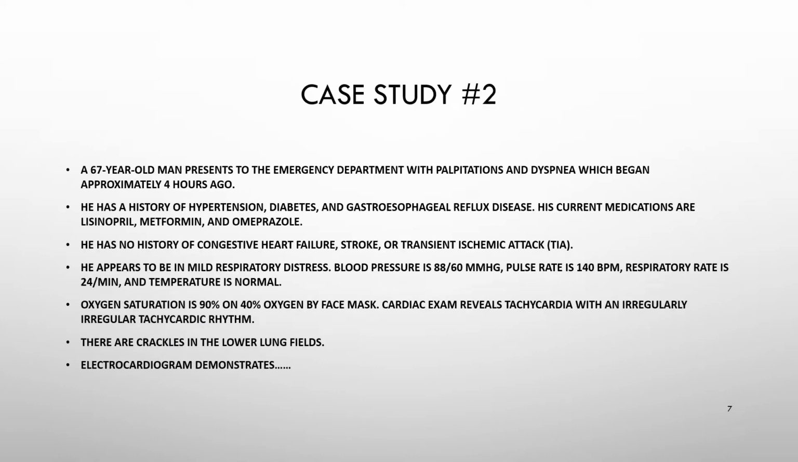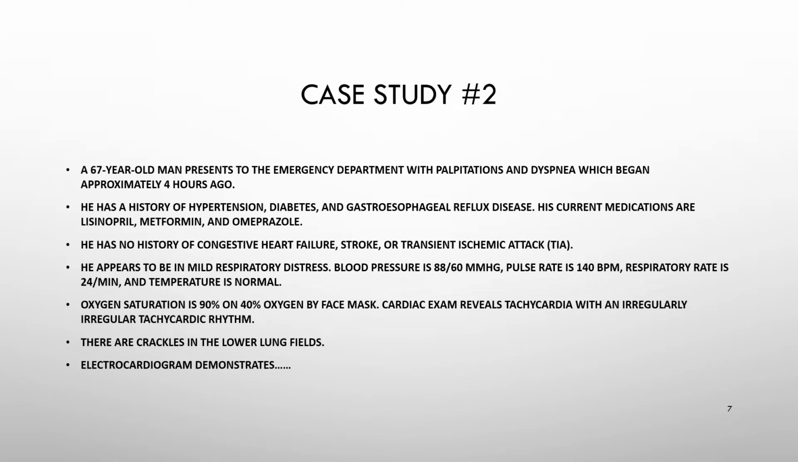This is our second case study. A 67-year-old man presents to the emergency department with palpitations and dyspnea, which began approximately 4 hours ago. He has a history of hypertension, diabetes, and GERD, and his current medications are lisinopril, metformin, and omeprazole. He has no history of congestive heart failure, stroke, or any kind of transient ischemic attack. He appears to be in mild respiratory distress.